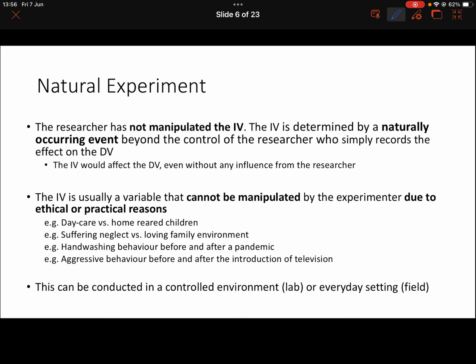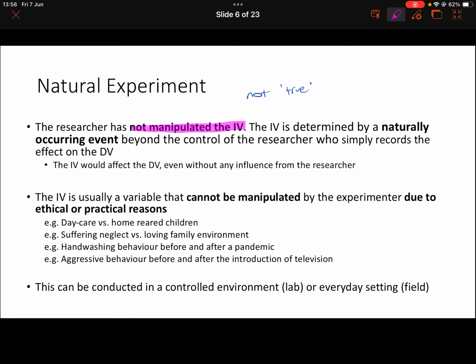Okay, now we move on to look at our two types of experiments that are not strictly true. These are not true experiments. And the reason for that is simple. The reason that a natural experiment is not true is that the researcher has not manipulated the IV. Unlike in a lab experiment or a field experiment where the researcher has had a degree of control over the conditions of the IV, in a natural experiment, the IV has occurred regardless of the researcher's influence.